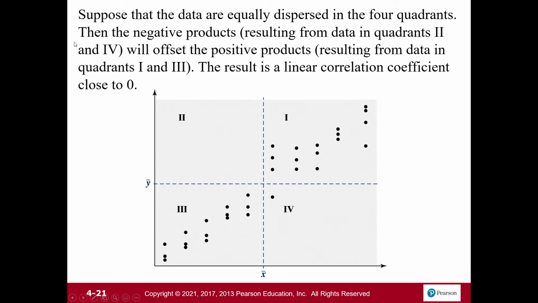Suppose that the data are equally dispersed in the 4 quadrants. Then the negative products resulting from the data in quadrants 2 and 4 will offset the positive products. The result is a linear correlation coefficient close to 0.